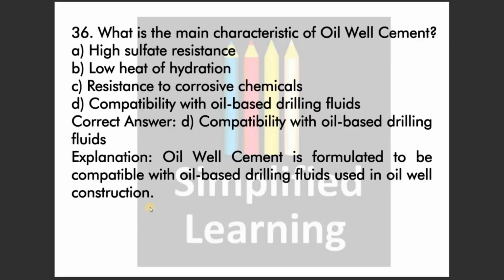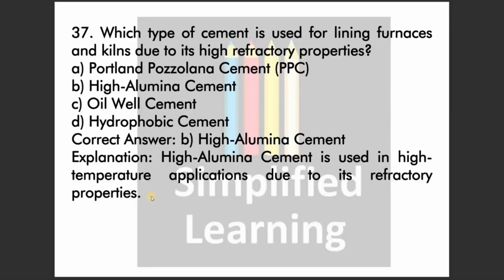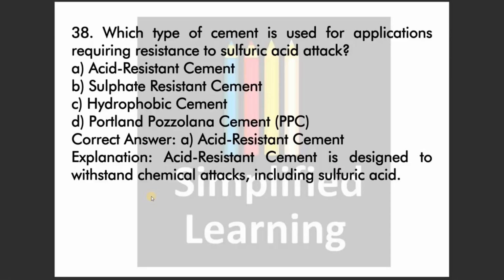And what are the main characteristics of oil well cement? Compatibility with oil-based drilling fluids is the basic property or characteristic of oil well cement. Then which kind of cement is used for lining furnaces and kilns due to its high refractory properties? The answer is high alumina cement. We already saw it. It can withstand high temperatures, and that's why we are going to use high alumina cement wherever temperatures are very, very high.